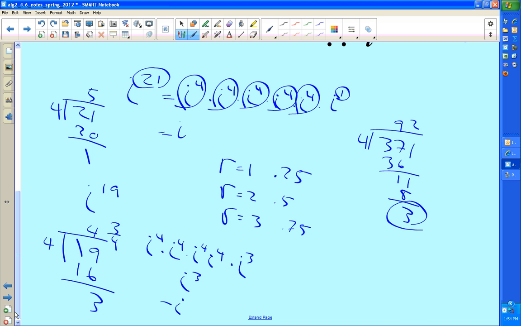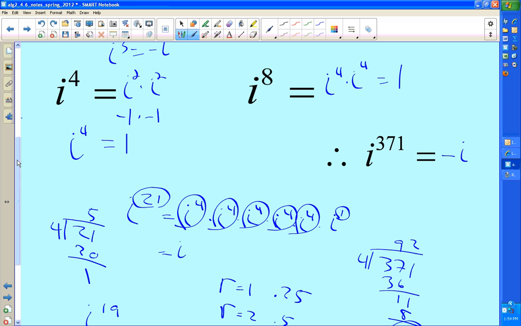Negative i. So on the one right here, this answer is negative i. Could you just go straight from the remainders to i to the 3rd? You could go right to this. I mean, if you want to put i to the 3rd and then do negative i, I'm fine with that. But I just said, look, the remainder down here was a 3. The answer is negative i. I know i to the 3rd is negative i, I'm just going to the answer. Okay? No need to do anything else.